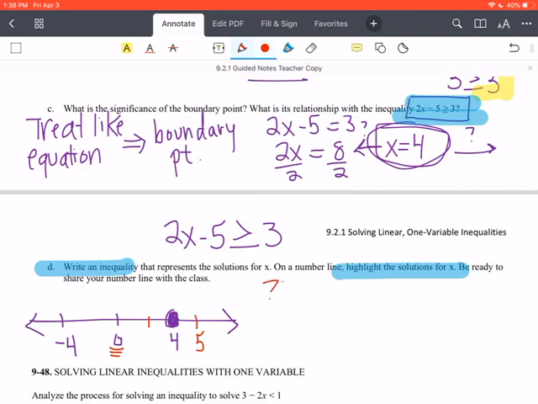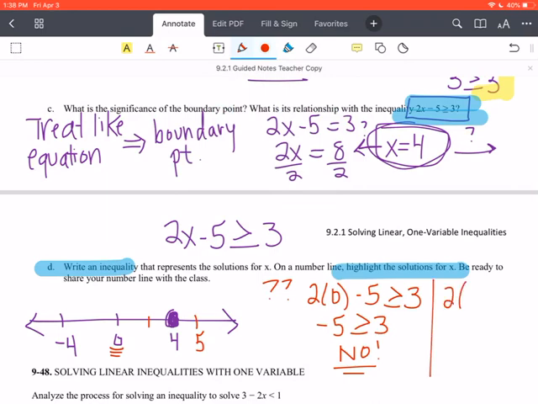So when we test, I'm going to say, well, 2 times 0 minus 5, is that greater than or equal to 3? Well, 2 times 0 is 0. Is negative 5 greater than or equal to 3? The answer is no. So do I want 0 to be in the shaded region? Absolutely not. But then at the same time, we can test something else. We never test the boundary point. 2 times 5 minus 5, is that greater than or equal to 3? Well, we've already done the problem. 10 minus 5, 5 is greater than or equal to 3. Yes. So when you get a yes, that means that is where you shade.